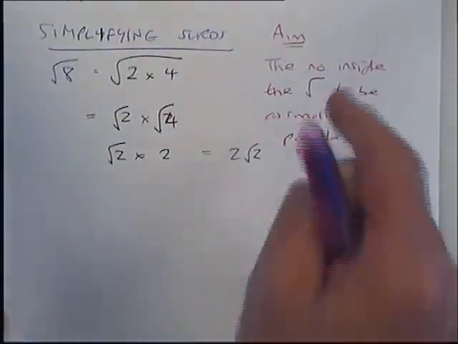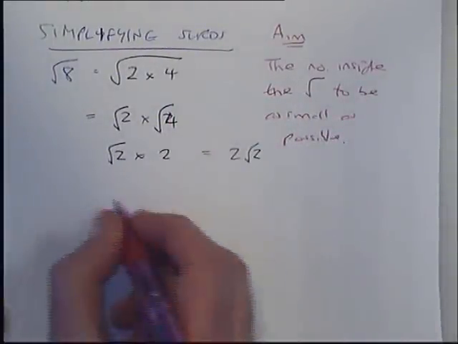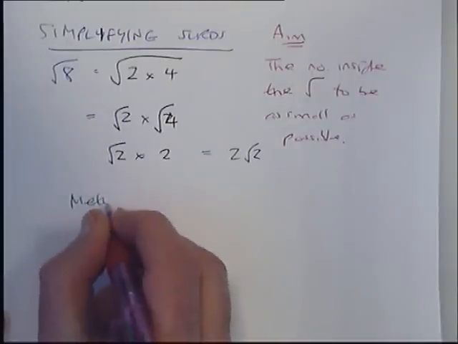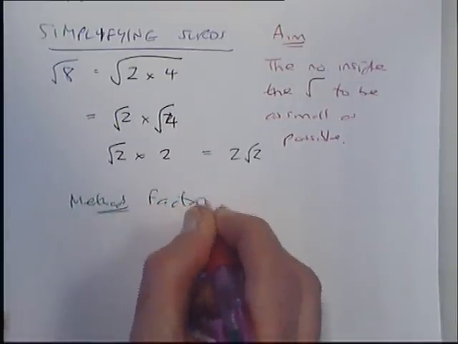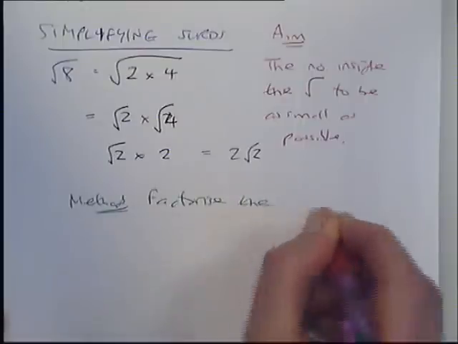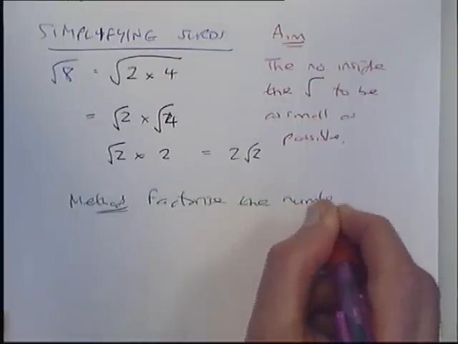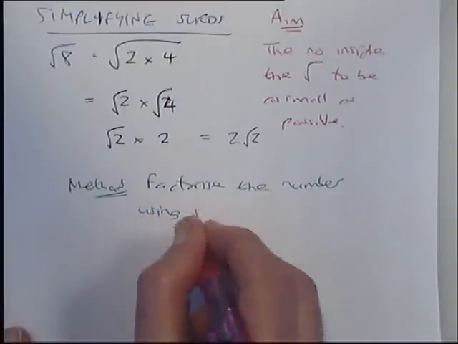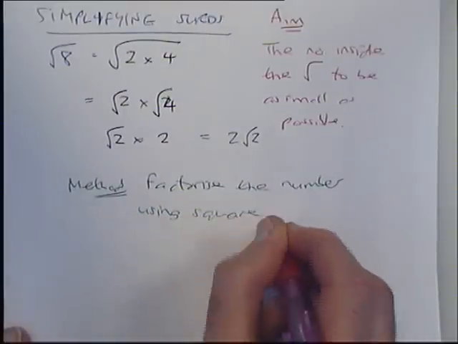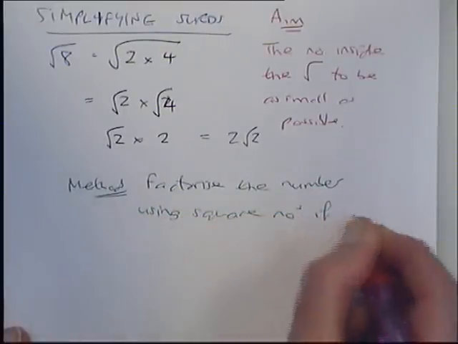So if the aim is to make the number inside the square root as small as possible, the method that we use is we factorize our number using square numbers if we can. Using square numbers if possible.